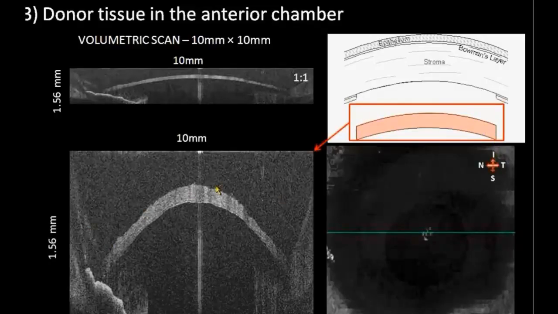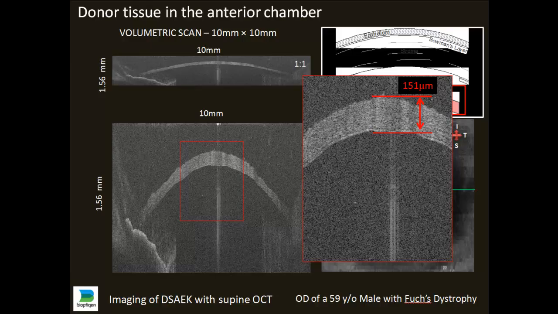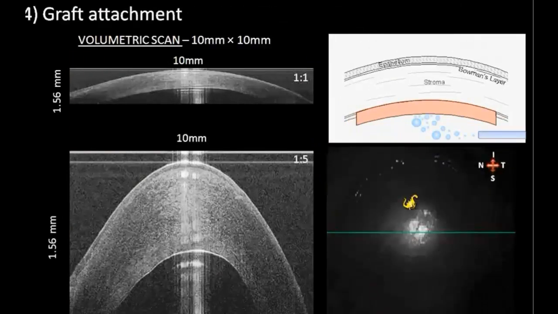And here it's free floating in the anterior chamber. And here you can see it sitting on top of the iris. We can measure the thickness of the donor tissue. And after the donor tissue is placed and air is filled into the eye, you can see also with the OCT we can confirm postoperatively that our donor tissue is attached without interface fluid.